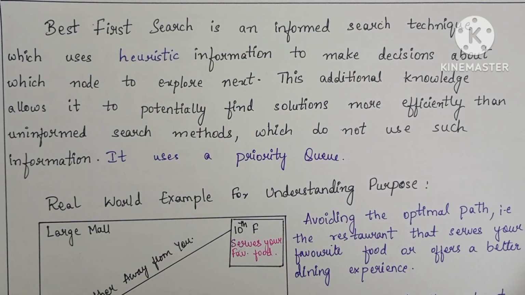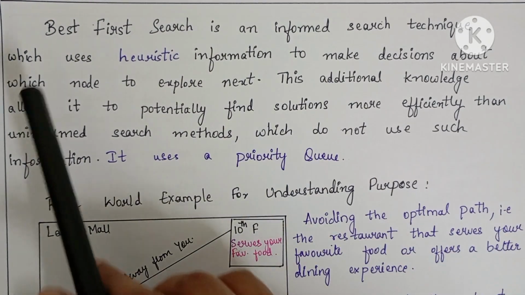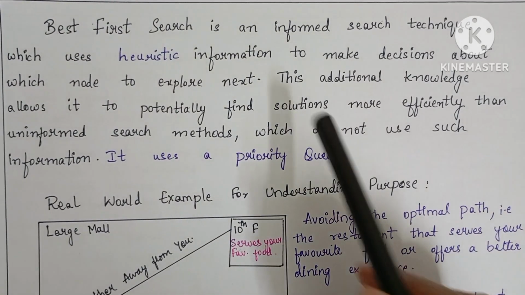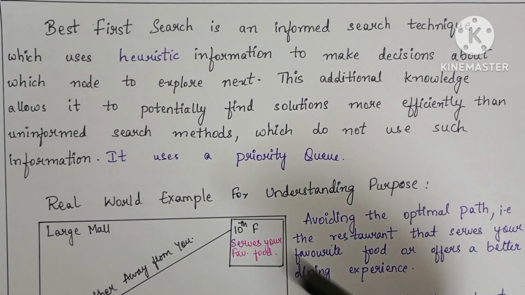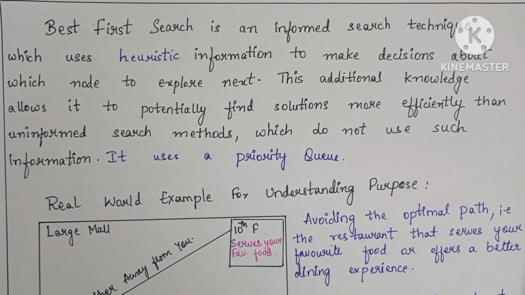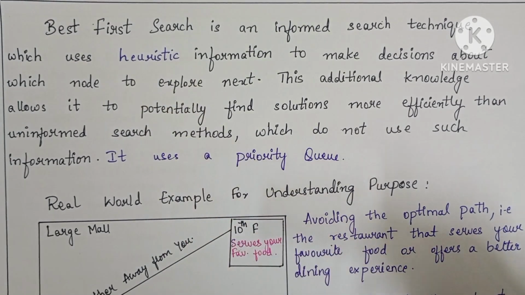Hello everyone, welcome back. In this video, we will see about the best first search algorithm with an example. Best first search is an informed search technique which uses the heuristic. Heuristic is the cost from the node to reach the goal state. So it uses the heuristic information to make decisions about which node to explore next.